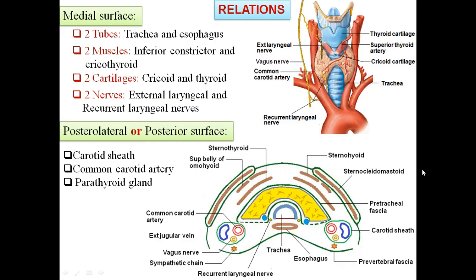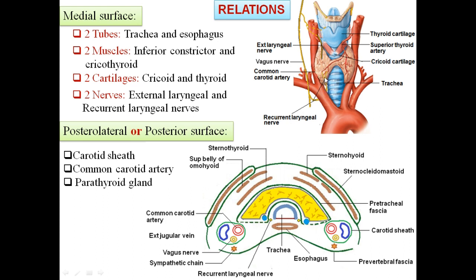Relations of the medial surface and posterior surface. The medial surface relations are two tubes, trachea and esophagus, two muscles, inferior constrictor muscle and cricothyroid muscle, two cartilages, cricoid cartilage and thyroid cartilage, and two nerves, external laryngeal nerve and recurrent laryngeal nerve.